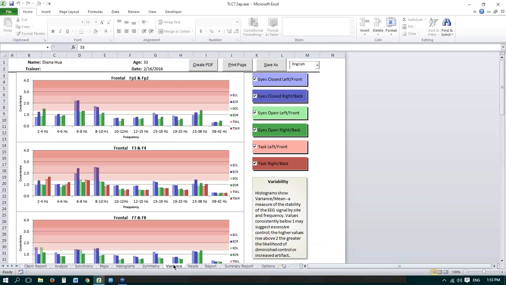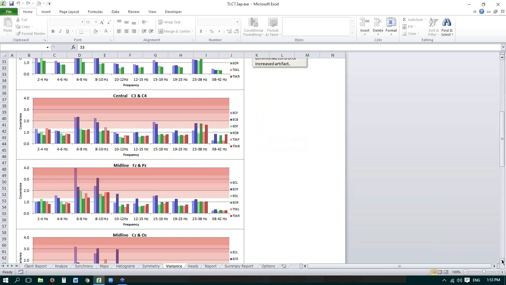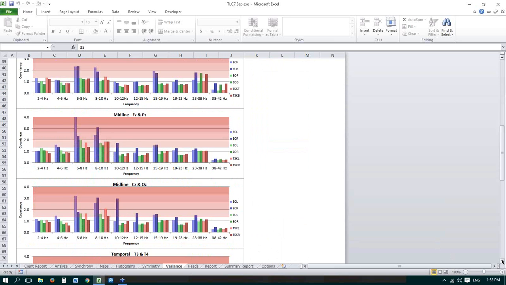The issues of variability. This is the coefficient of variability for the various different frequencies. Blue is eyes closed, green is eyes open, red is task. And channel 1 and channel 2 are the two bars in each color. So I can see that alpha at F3 and F4 with eyes closed is extremely variable. It looks like it's an area that we might want to train. That's the main thing that we use it for, is to identify areas that look like they're out of control.